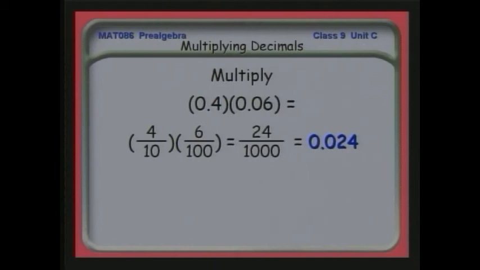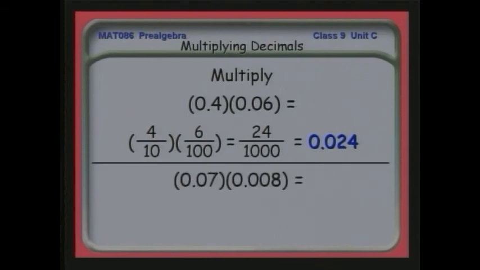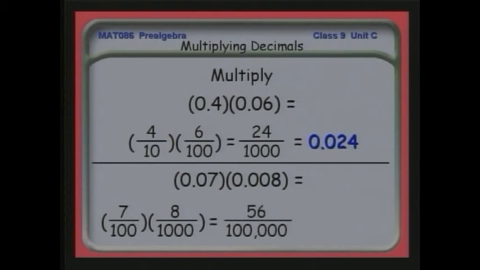Just so that you will see by comparison, I'm going to do another problem on this same slide. Let's try 0.07 times the quantity, 0.008. Notice that what I'm doing is representing smaller and smaller fractions, or another way of thinking about it is decimals with larger and larger numbers of decimal places. Again, I'm going to convert this to its fractional equivalent. I'm going to multiply it, and in this case I have 56 hundred thousandths, and I represent that as a decimal.